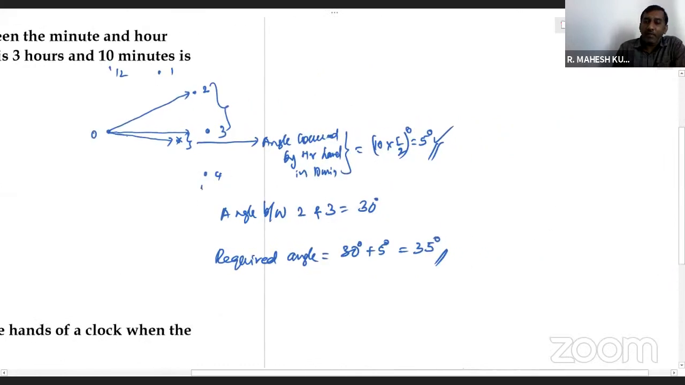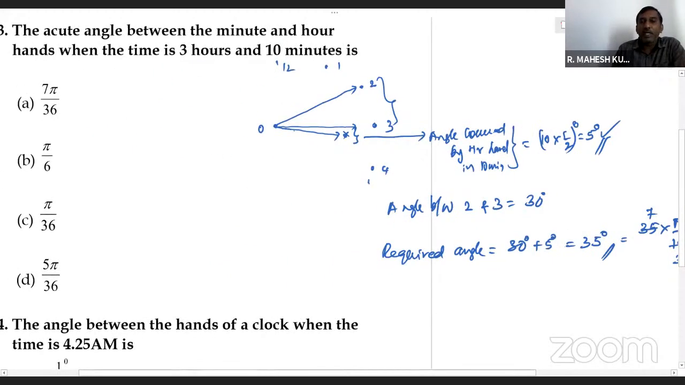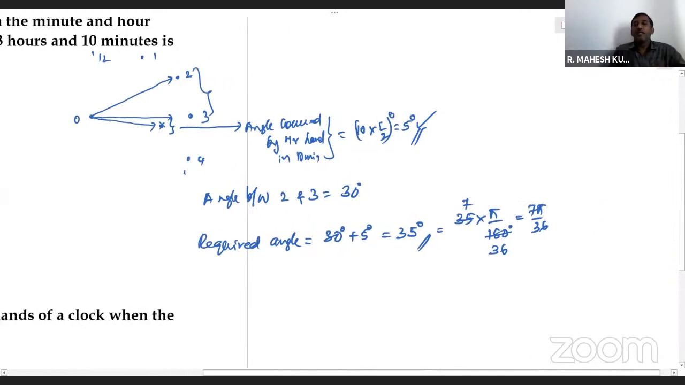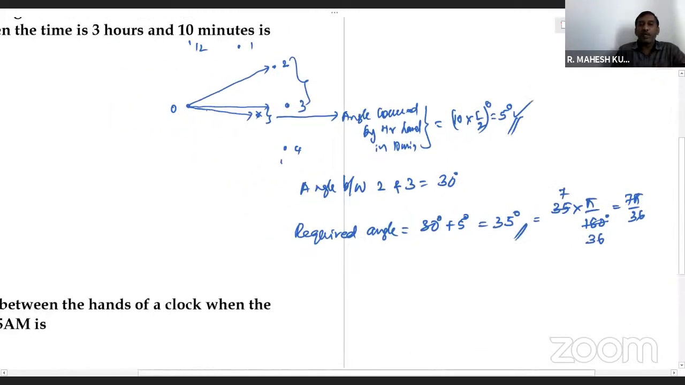Now let's convert 35 degrees to radians. 35 into pi divided by 180, right? So 5 7 times and 5 36 times. So this is going to be 7 pi divided by 36 radian. That is going to be the angle. So option A is going to be the correct answer for this.